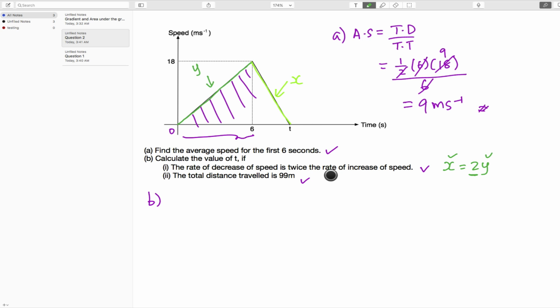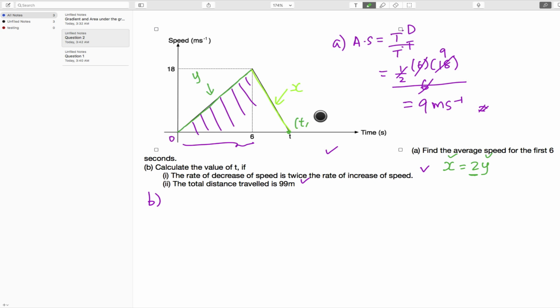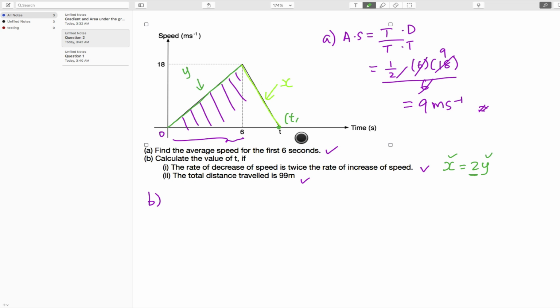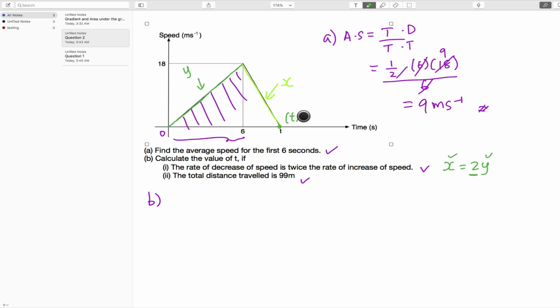First, in order to get the change of speed, you know this is the gradient, so you're going to use the gradient formula. To use it, you need 2 coordinates. The first coordinate here is just t and 0, and then this one is 6 and 18. For this other gradient, the coordinates are 0, 0 and 6, 18.